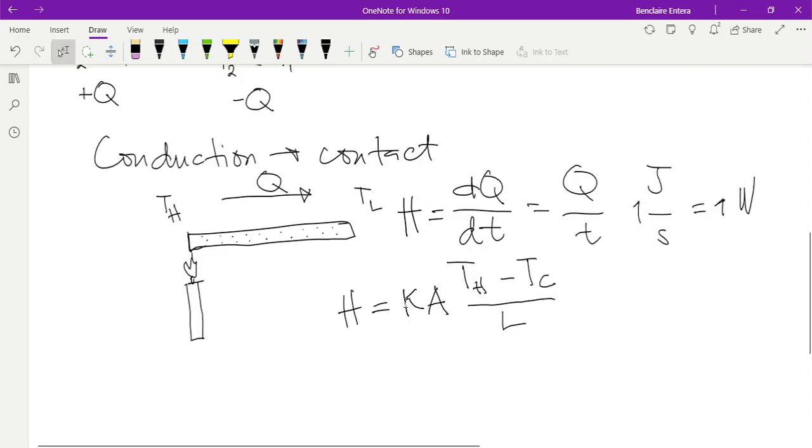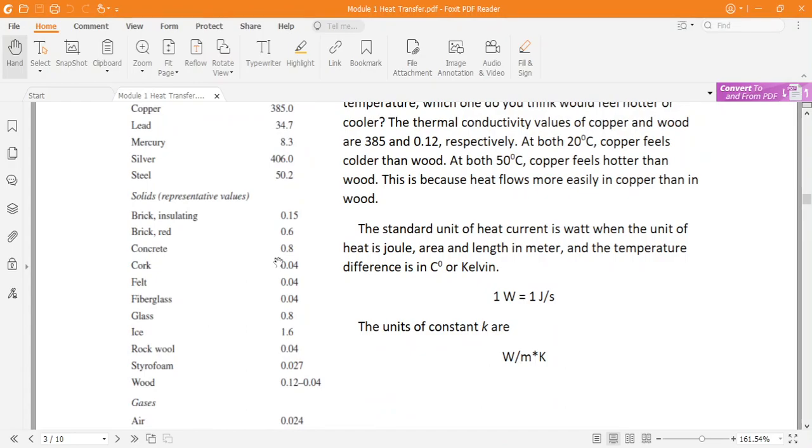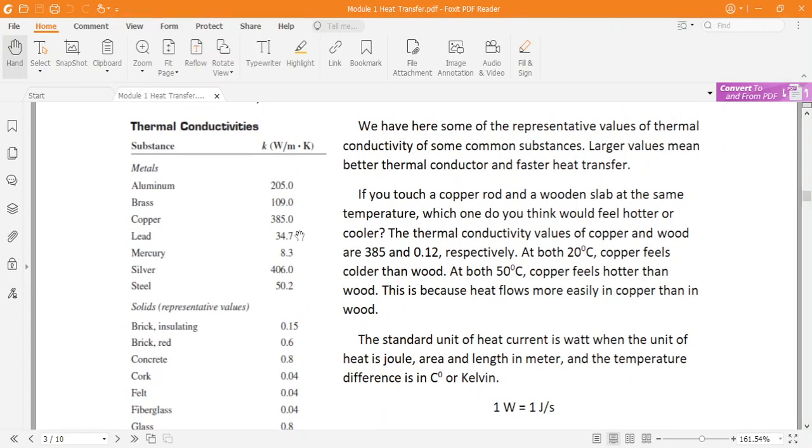Now K here is the thermal conductivity of the object, so that's different. Depende yan sa material natin. These are examples of thermal conductivities. For metals, you have higher values. For other solids like brick, ice, styrofoam, wood, we have values mostly less than 1. What's the meaning of these values? The greater the thermal conductivity, the more effective the material is in transferring heat, so it can transfer heat faster.